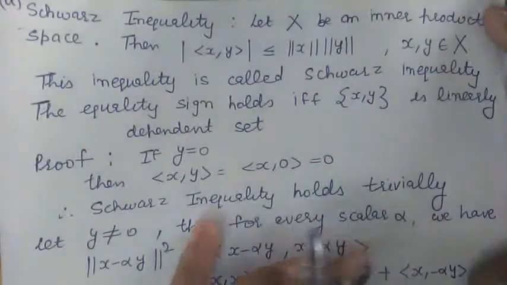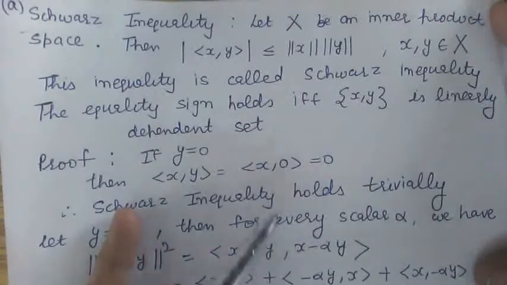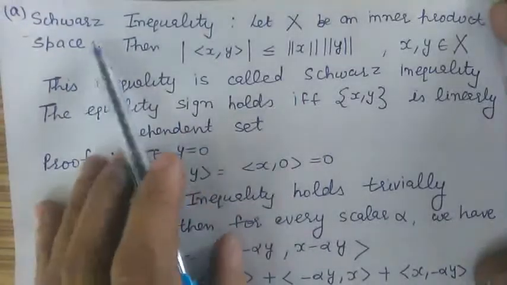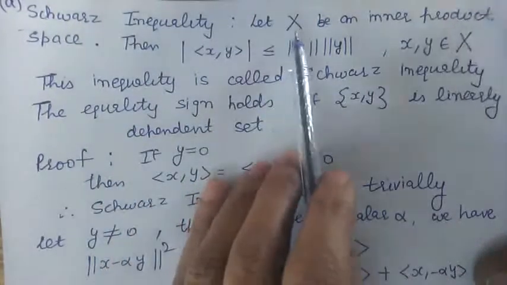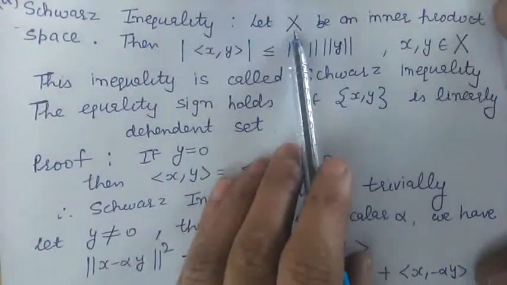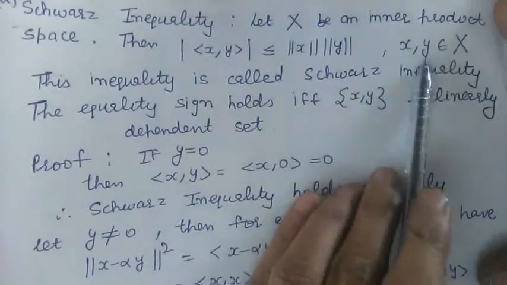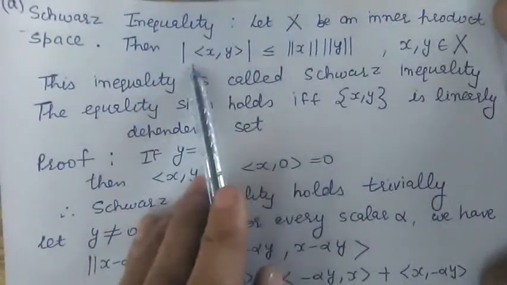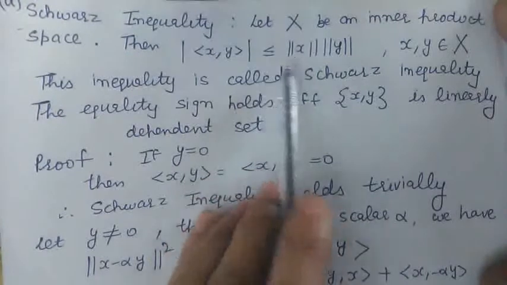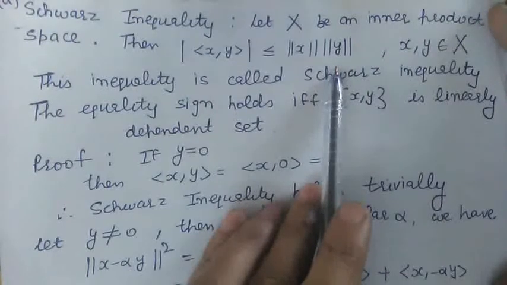Good morning, students. Today we will discuss some further properties of inner product spaces. The first property is the Schwarz inequality. If we take an inner product space X, then for every two elements x and y in that space, we have the modulus of the inner product of x with y is less than or equal to the norm of x into the norm of y. This inequality is called the Schwarz inequality.